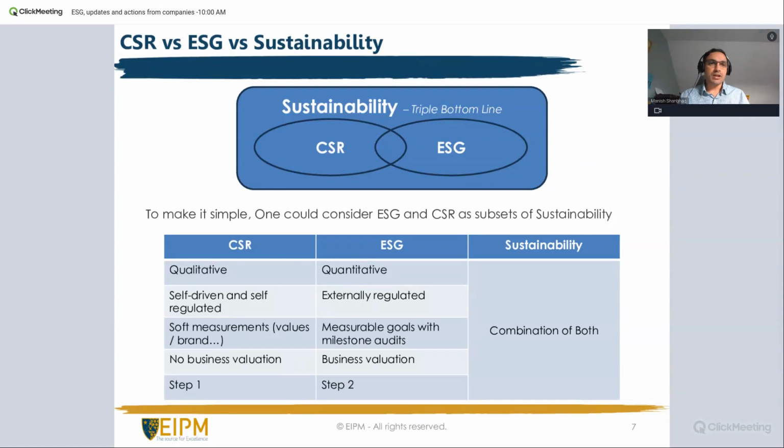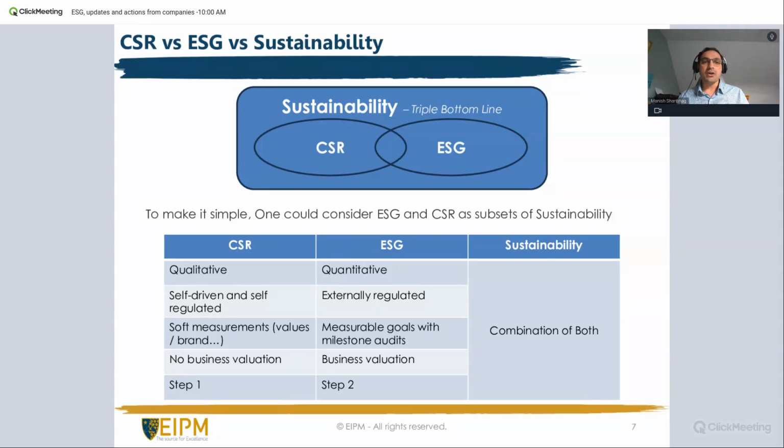To say, Manish, what are the different areas? Sometimes we hear about CSR, we talk about sustainability, ESG. So I thought I'll put that across as well to make a little bit of differentiation. What is sustainability, CSR, and ESG? So I've just put in this where we talk about CSR versus ESG versus sustainability.